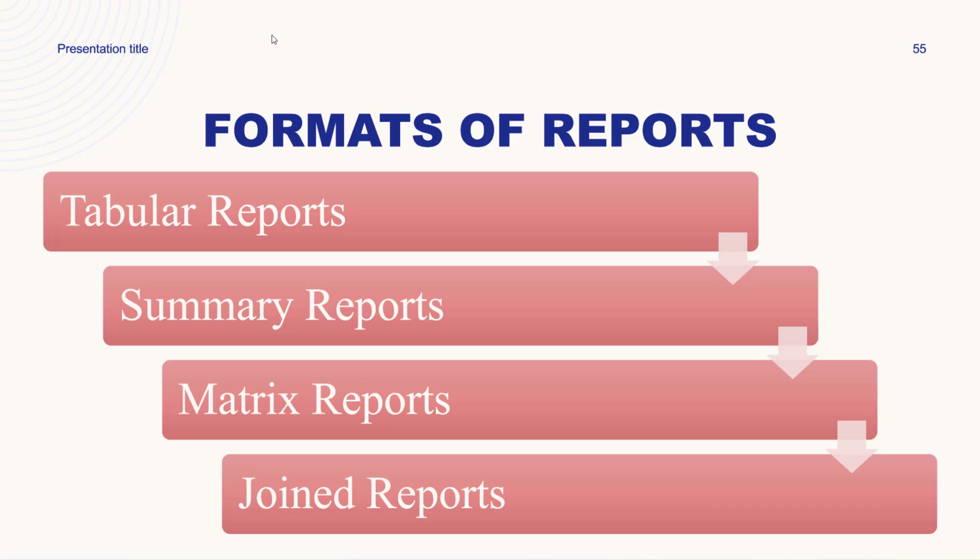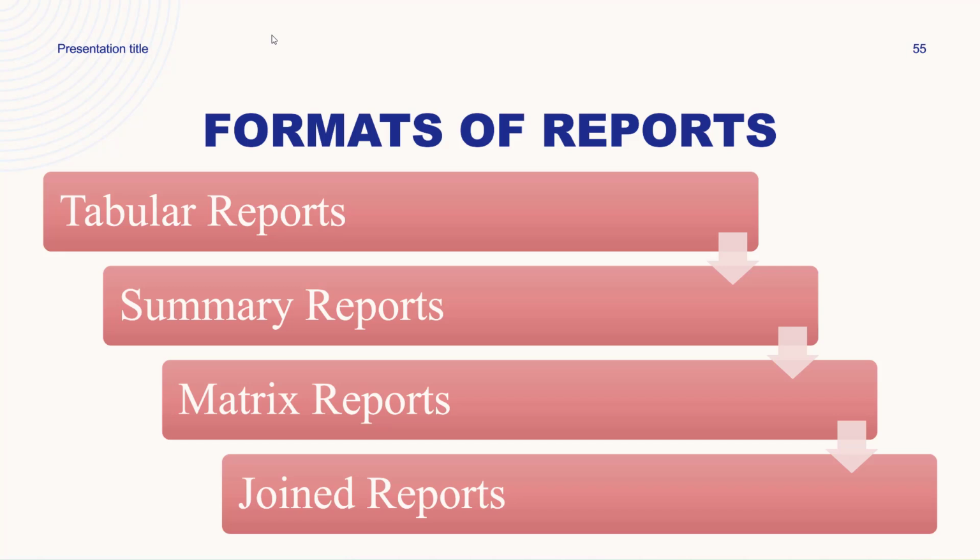Next one is matrix reports. Matrix reports permit us to group data both by rows and columns. This format is useful for examining data across two dimensions. It is suitable for cross-tabular analysis, like comparing data across various categories.